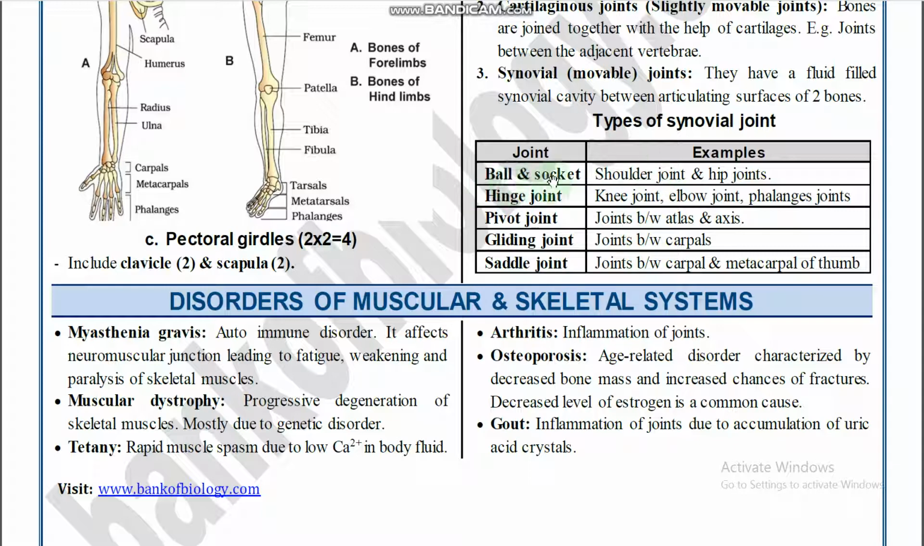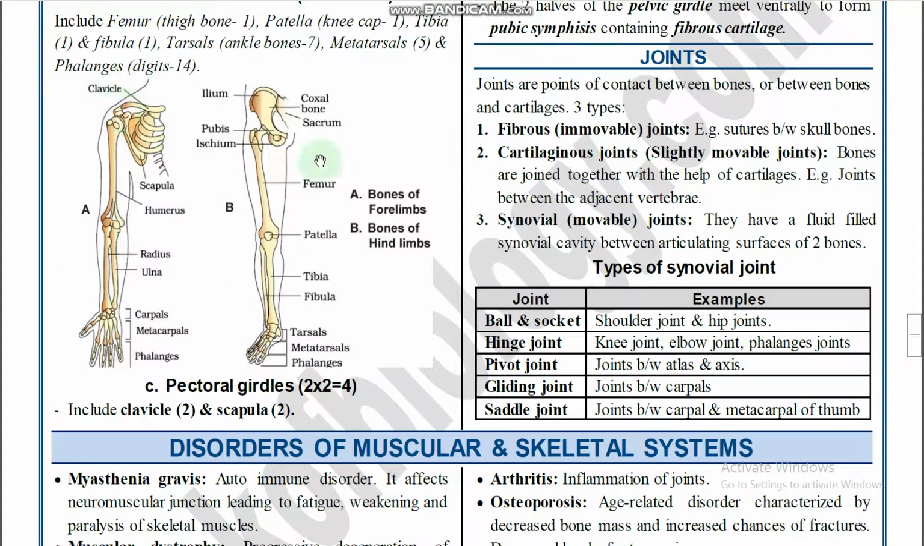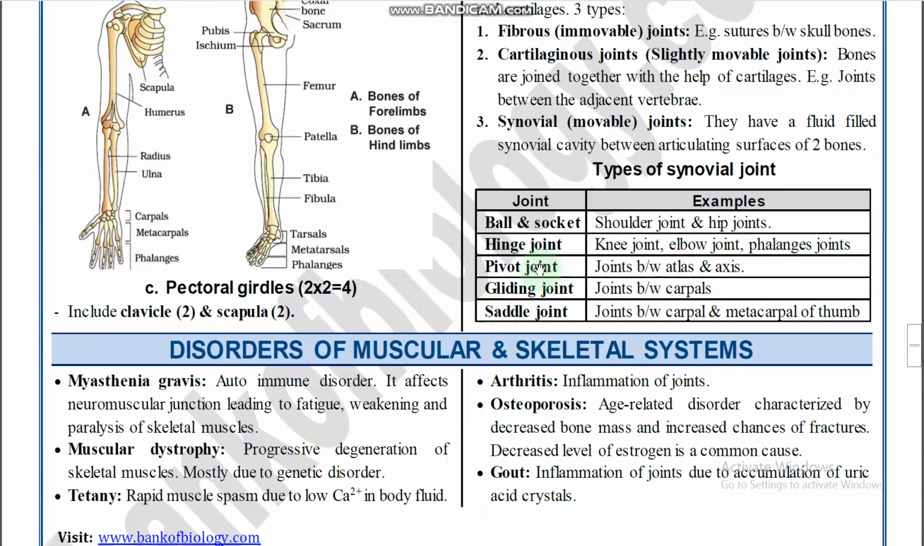Go through that. Ball and socket joints are the shoulder joint and hip joint. So the shoulder and hip joint are ball and socket joints. The hinge joint is the knee joint, elbow joint, and phalanges joint. So the knee, the patella region, the elbow joint, and the phalanges between the fingers are hinge joints. And pivot joint: the joint between atlas and axis, the first and second bones of the cervical vertebrae.